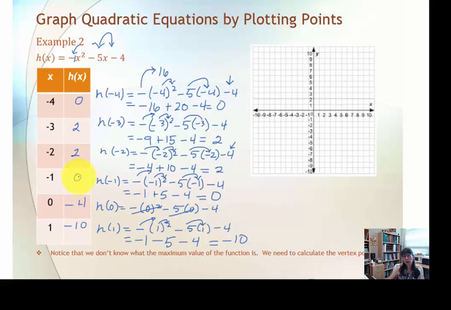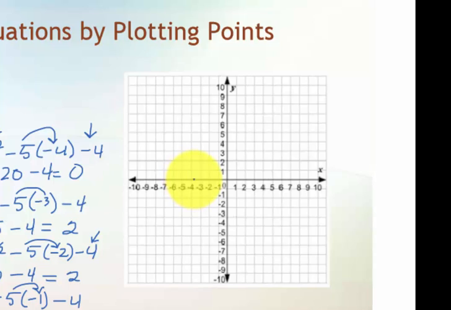So we have several ordered pairs to plot on our grid. (-4, 0) is the first one. (-3, 2) is the next one. (-1, 0). (0, -4). And (1, -10).